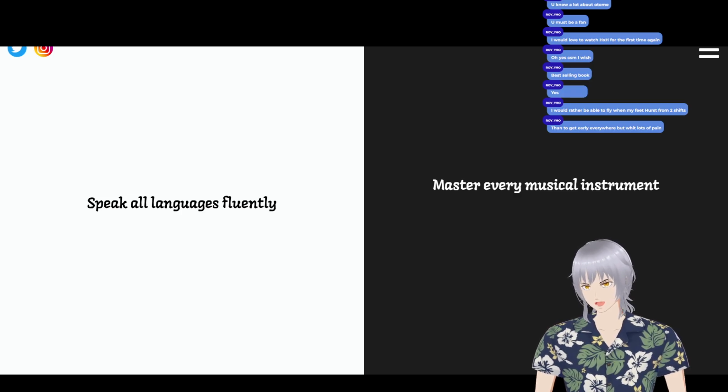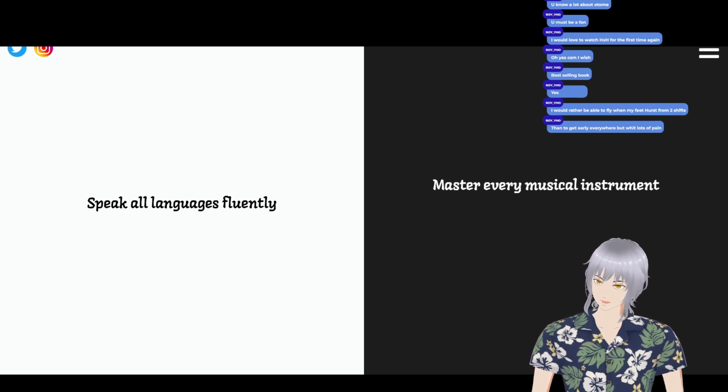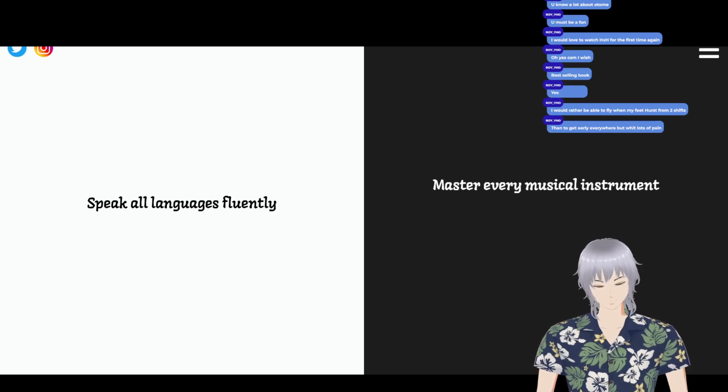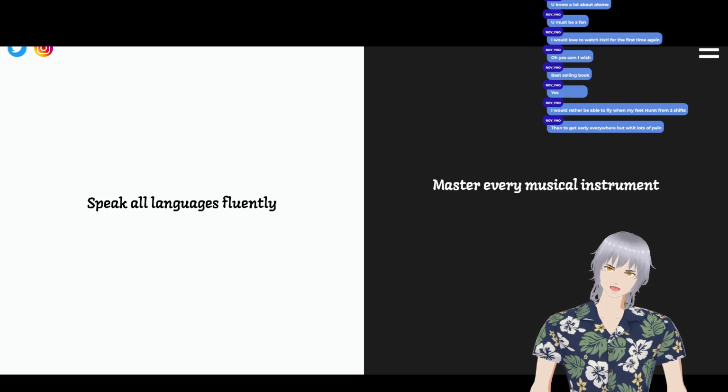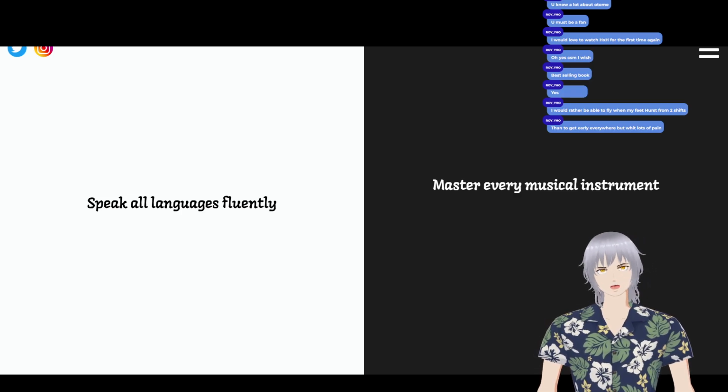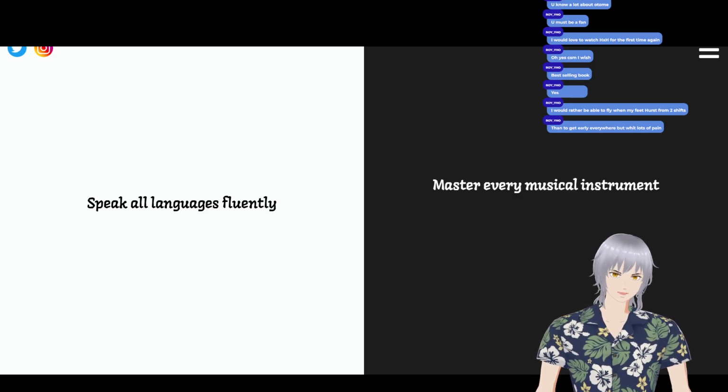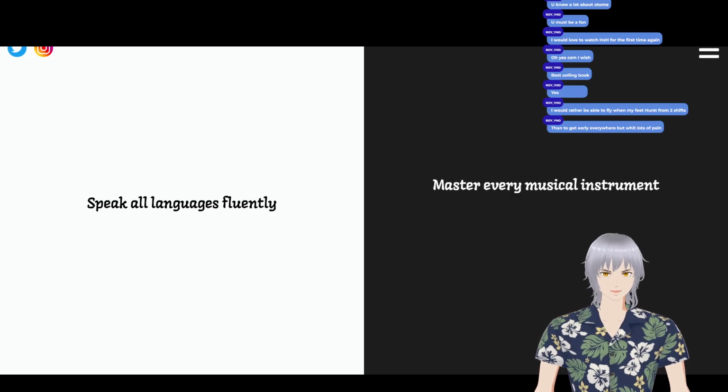I'm leaning towards master every musical instrument, simply because I've always wanted to master an instrument, but I also don't want to put the time into learning and mastering an instrument, right? And speaking every language fluently is nice and all, but technology can kind of do that as well. We do have things like DeepL translations in order to communicate more effectively with our fellow man.